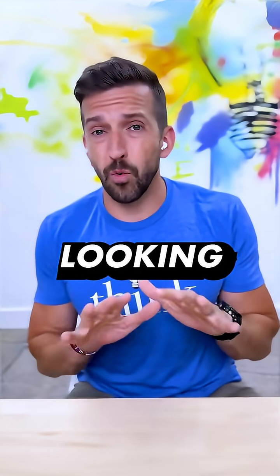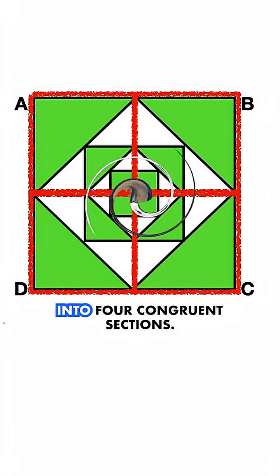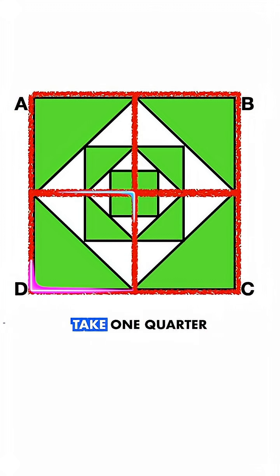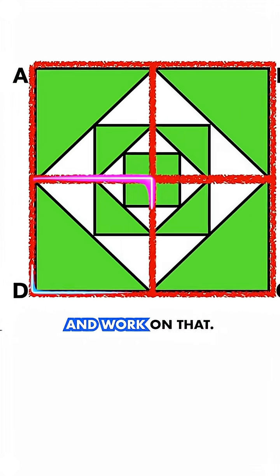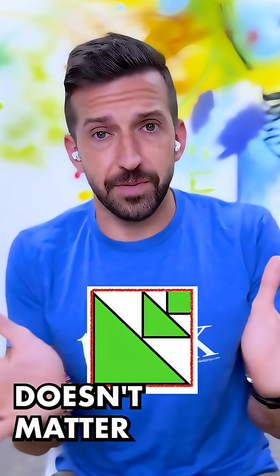Now first of all, I'm always looking for symmetries in problems, and what I see is that I could carve this picture into 4 congruent sections. So I'm going to take 1/4 of this diagram and work on that. Now zoomed in, here's that lower left quadrant from the diagram. Doesn't matter which one we're working on, that's just the one I chose to work on.